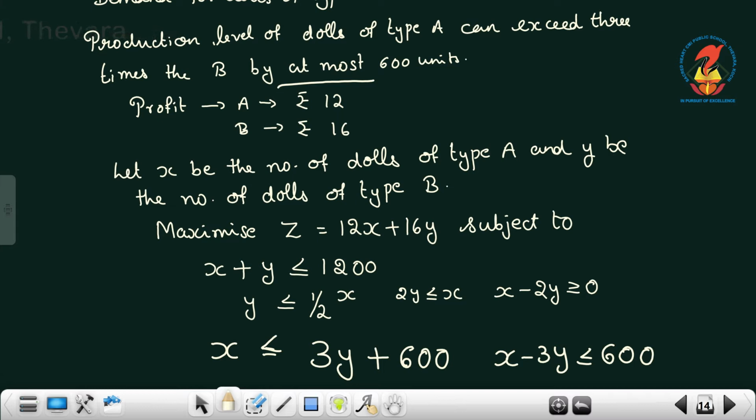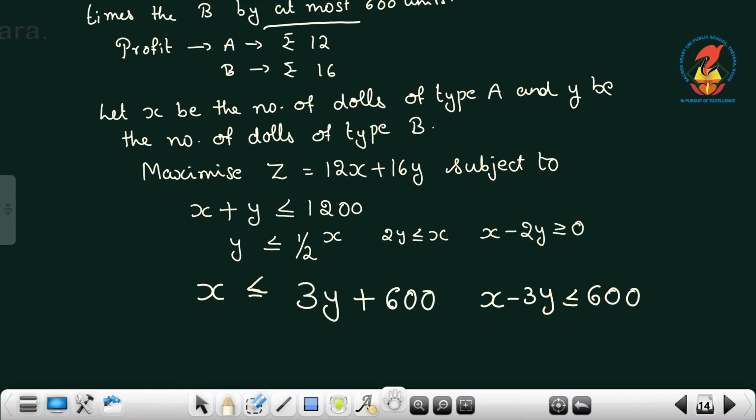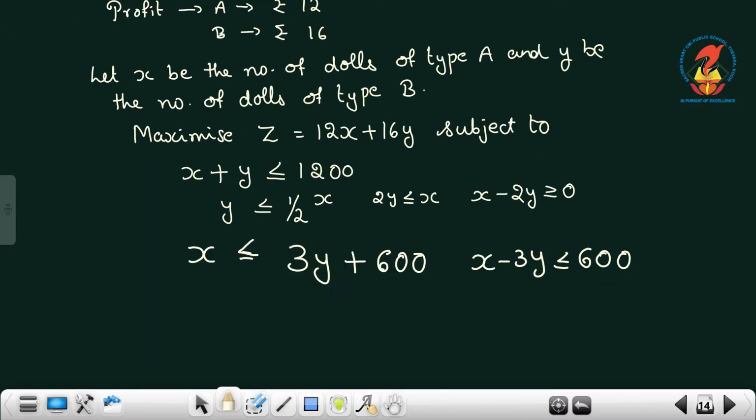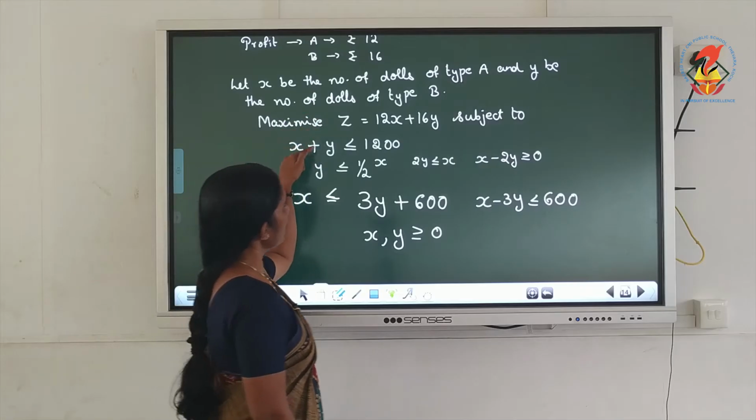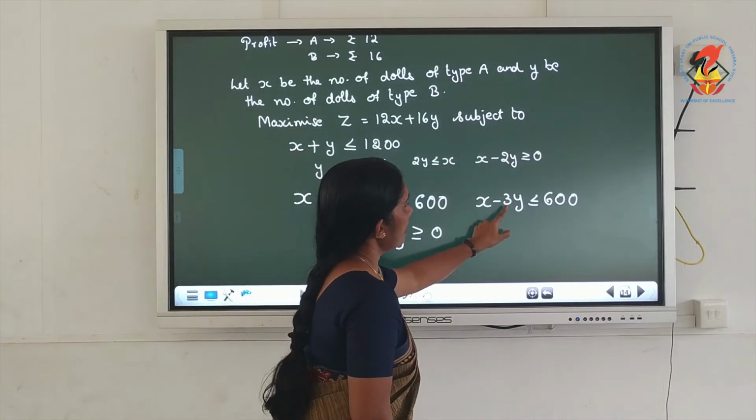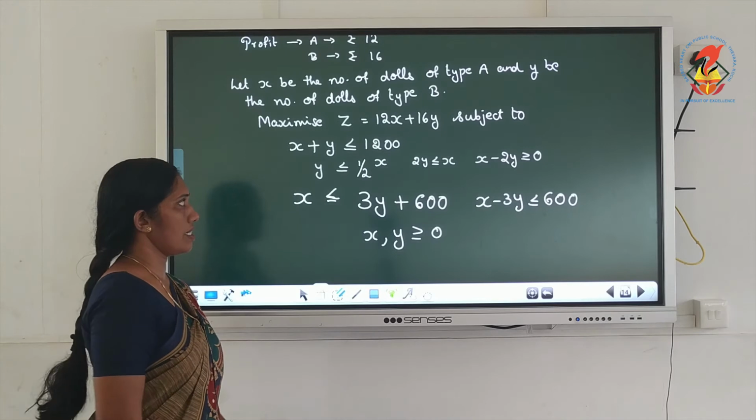So, there are 3 constraints, and in addition to these, what we have to write? The non-negative constraints. So, objective function, first constraint, second constraint, third constraint and non-negative constraint.